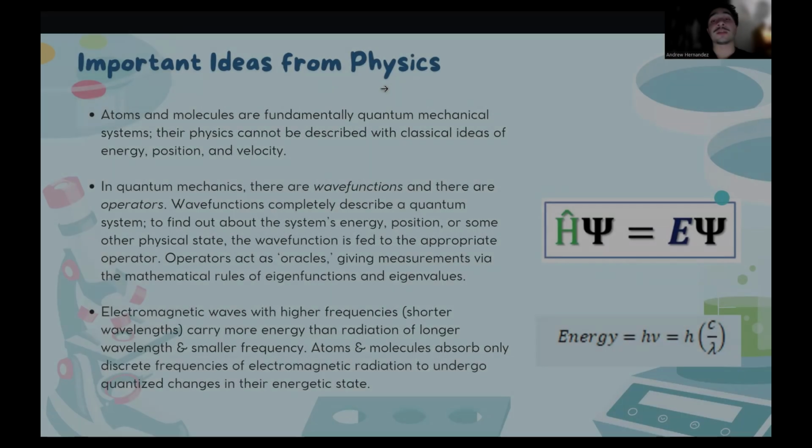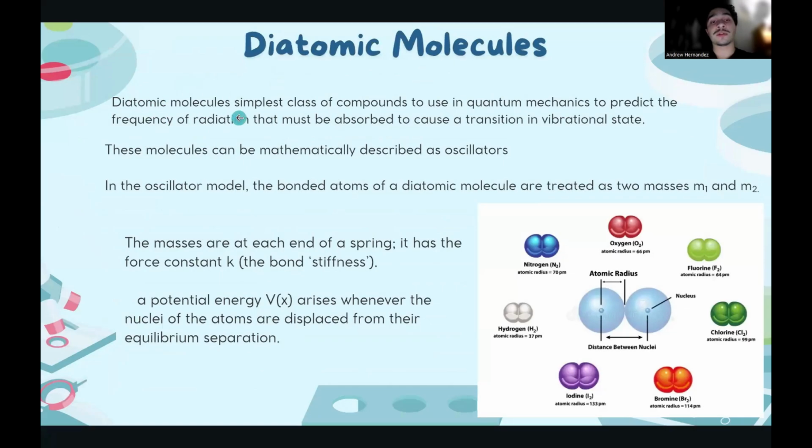This brings us to diatomic molecules. Diatomic molecules are the simplest class of compounds to use in quantum mechanics to predict the frequency of radiation that must be absorbed to cause a transition in vibrational state. These molecules can be mathematically described as oscillators. In this oscillator model, the two atoms are treated as two masses, M1 and M2, connected by a spring with some force constant, K, which represents the bond strength or bond stiffness.